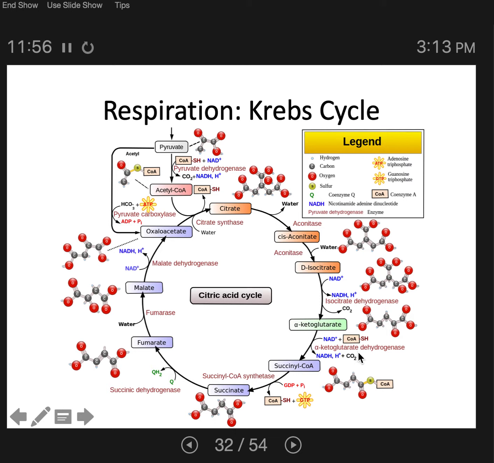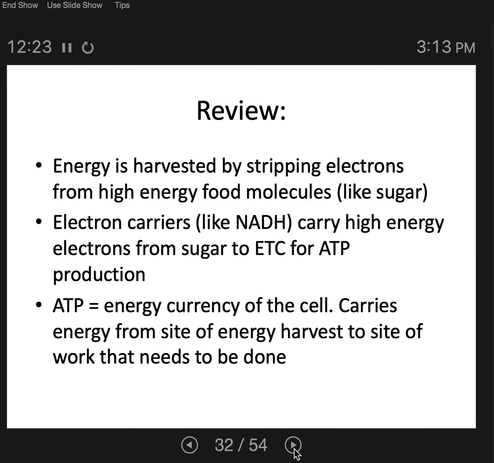3 carbon dioxides are released per pyruvate, that means 6 carbon dioxides are released per glucose, which means all the carbons from glucose are released as carbon dioxide in this phase, right? Because glucose was a 6-carbon molecule, and you've released all of those carbons now as carbon dioxide. So this is where the carbon dioxide waste comes from, and I want you to remember that for your quiz. And this is where most of the electrons are stripped, and those electrons are going to drive ATP synthesis in the next step.